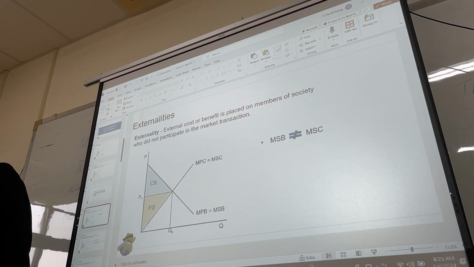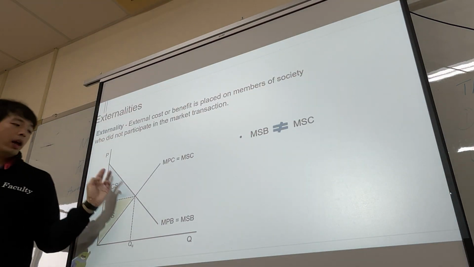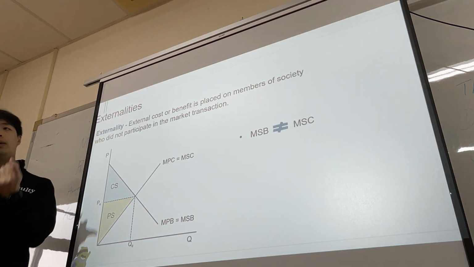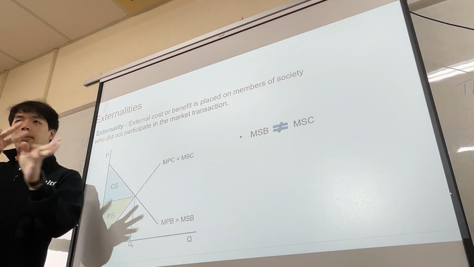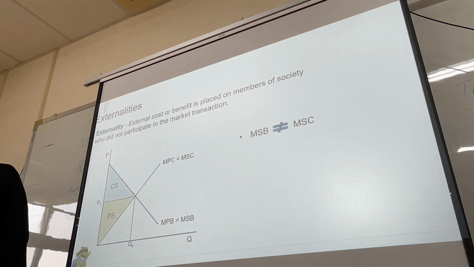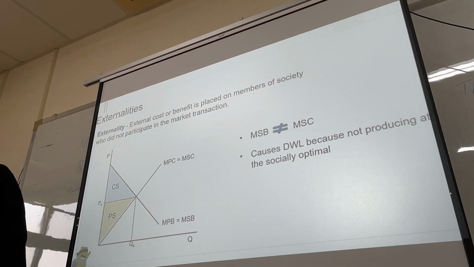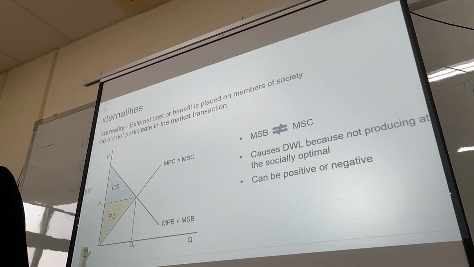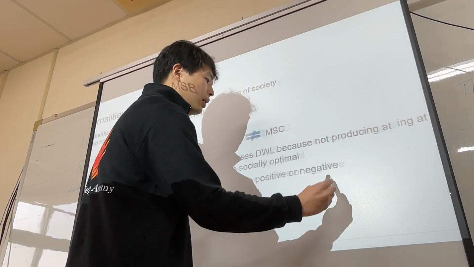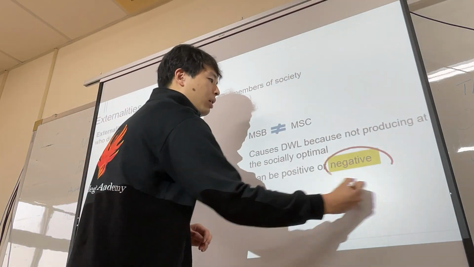So now, new stuff here. In your graph, you have your MPB, MSB, MPC, MSC here. Let's talk about negative first, okay? We'll talk about positive tomorrow. So again, in your negative externality, your MSB is not equal to MSC, and then it will cause you a direct loss. And then the new stuff, sometimes it can be positive, and sometimes it can be negative. So let's talk about negative.